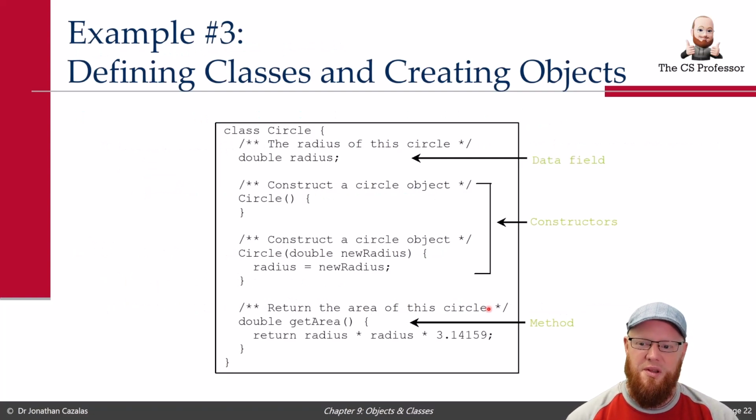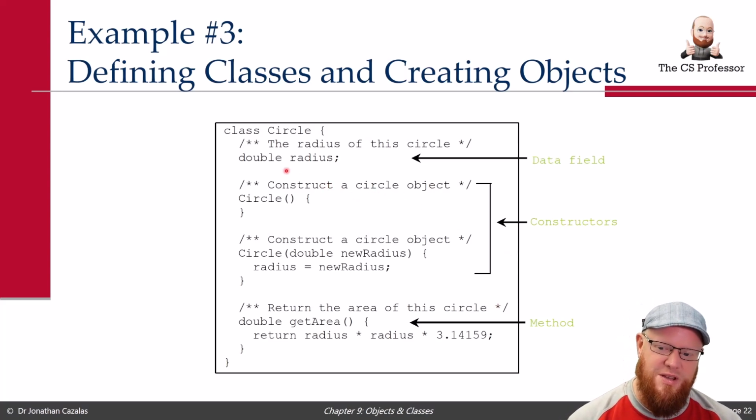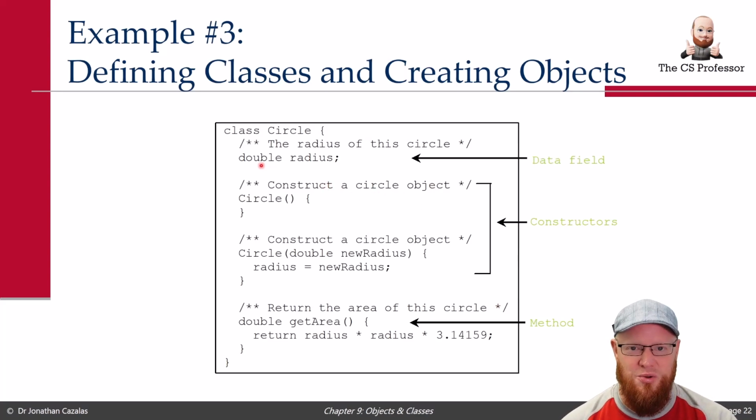One more example, class Circle. Super exciting class. This is the one from the textbook. I would rather use student or employee. The textbook, for whatever reason, uses Circle. Double radius is the single data member. Here we have two constructors. We have an empty constructor with no parameter.